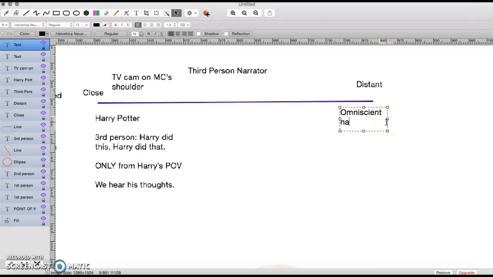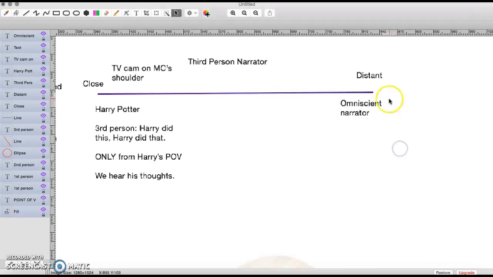Omniscient narrator. An omniscient narrator, as suggested by the word omniscient, is a narrator who knows everything. So they can dip in and out of anybody's heads, they can hear everybody's thoughts, they can see the perspective of everybody in the story, and if they need to, they can see any events that happened, regardless of whether the characters were there or not.